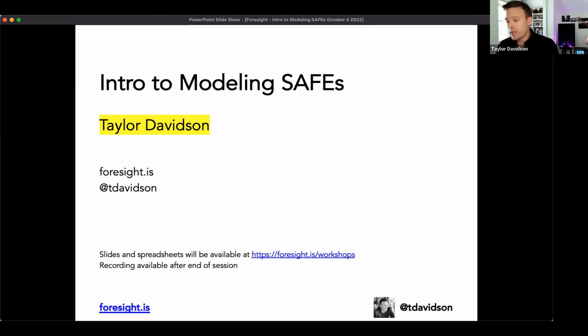My goal is I have a presentation. I'll go through a number of slides about how to model safes. Then I'll leave some time to go through an example of a spreadsheet and answer questions. My goal is to leave time and space to answer as many questions as possible. I know this stuff gets very specific, so I'll try to leave some space to answer things.